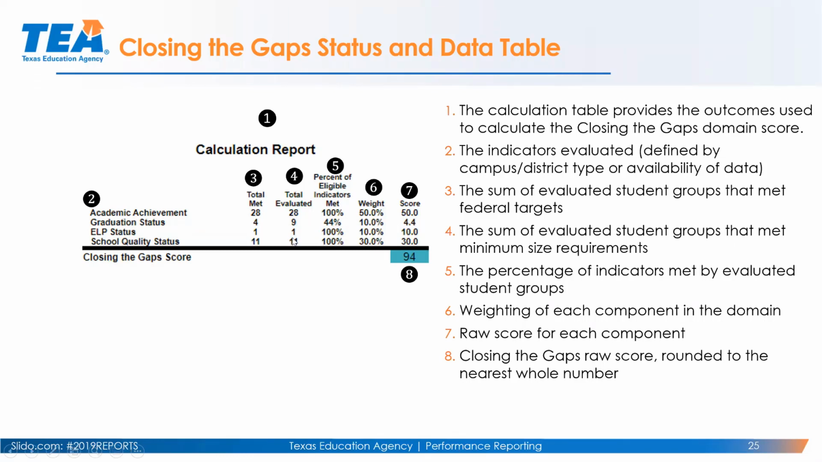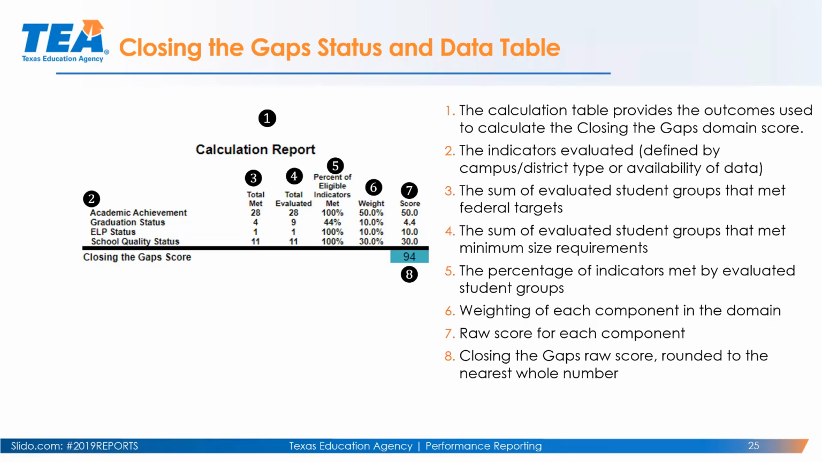ELP status only looks at 1 student group, and this particular district met the target for that 1 student group, 100%, and that ELP status is worth 10% of the total grade, which gets me 10 points. Lastly, school quality. I had 11 student groups that were large enough to be evaluated. All of them met their targets, which is 100%, and that is worth 30% of the overall grade, which gets me a 30 score. I add together my score for all 4 of those components. I round, and that gets me a 94 for the Closing the Gaps score.